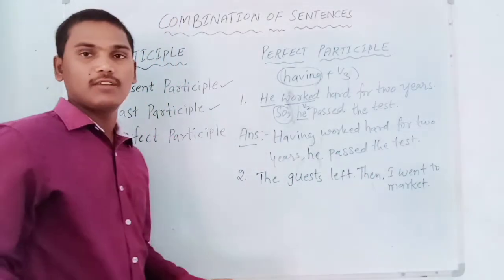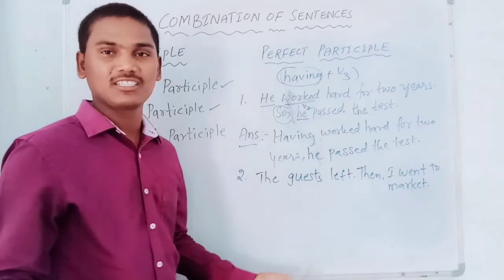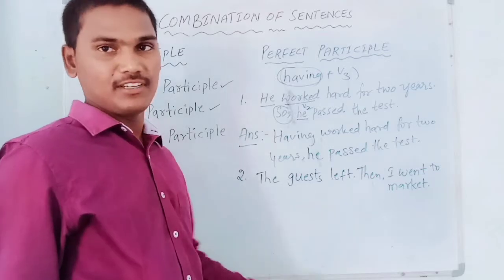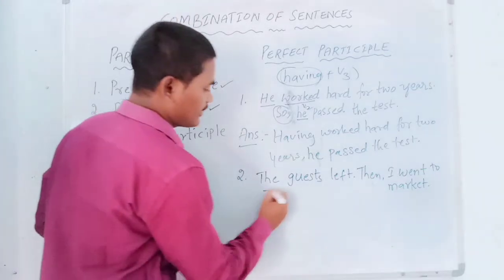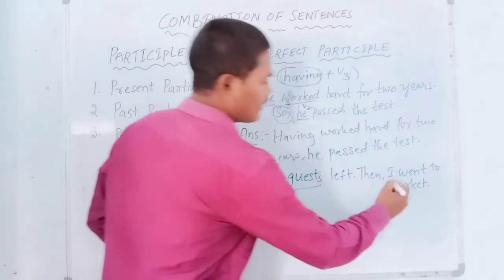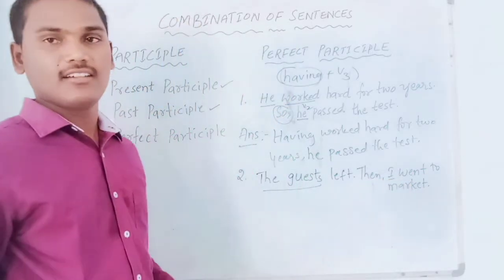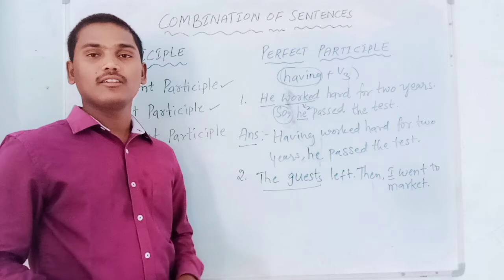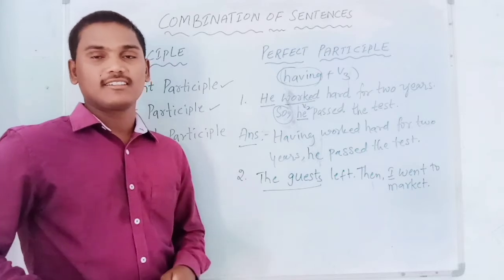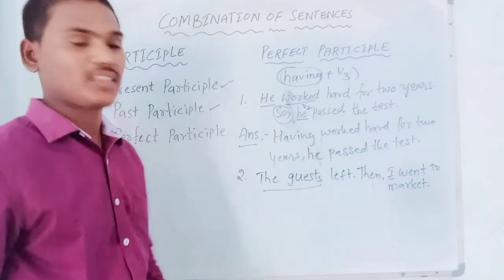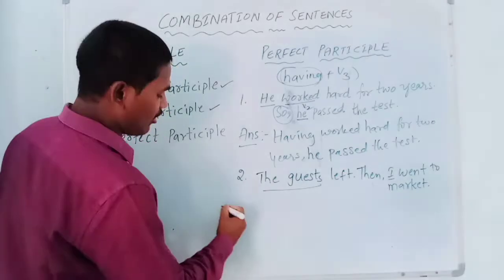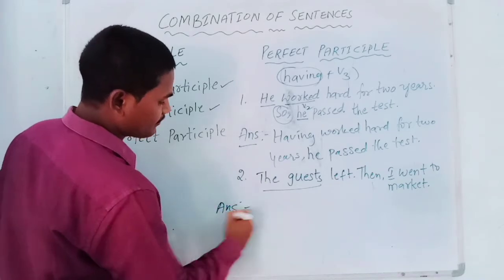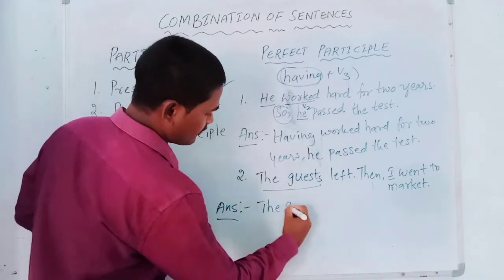So firstly, what do we have to do? We should compulsorily observe whether the subjects are the same or different in every sentence. In this sentence it is the guests, and here it is I. So both are different subjects. That's why we don't need to remove one subject in the first sentence. That is not the rule to follow. So how should we write the answer for this question? The guests.